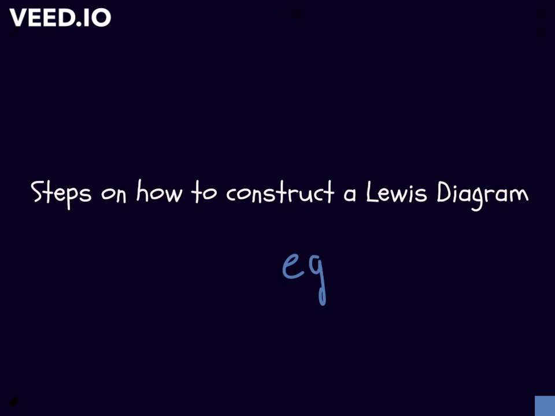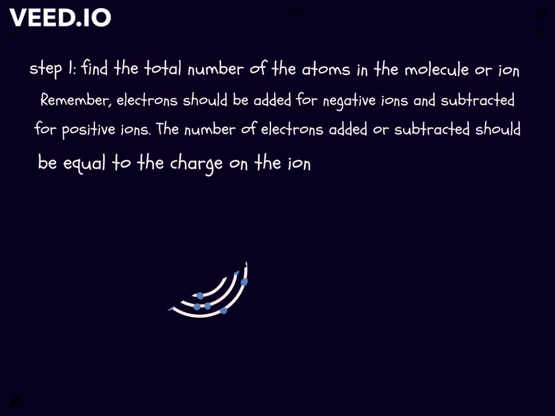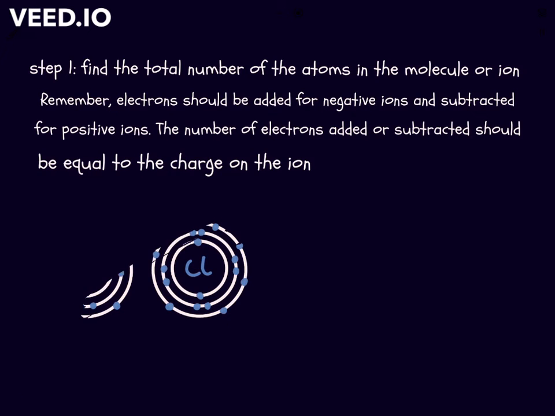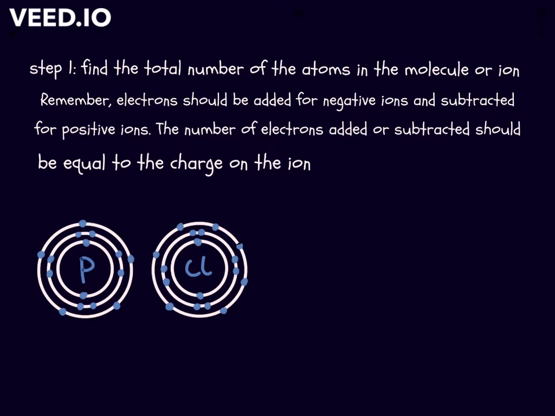We will be constructing the Lewis structure for PCl3, or phosphorus trichloride. Step 1. Find the total number of valence electrons in all of the atoms in the molecule or ion. Remember, electrons should be added for negative ions and subtracted for positive ions. The number of electrons added or subtracted should be equal to the charge on the ion. So let's write the total number of valence electrons for PCl3. Phosphorus has 5 valence electrons and chlorine has 7. That would be 5 plus 3 times 7, which equals 26. Note that this compound is not an ion and therefore does not have a charge.